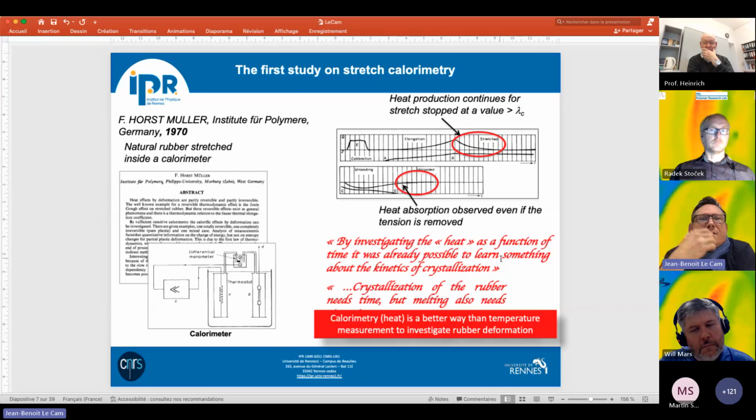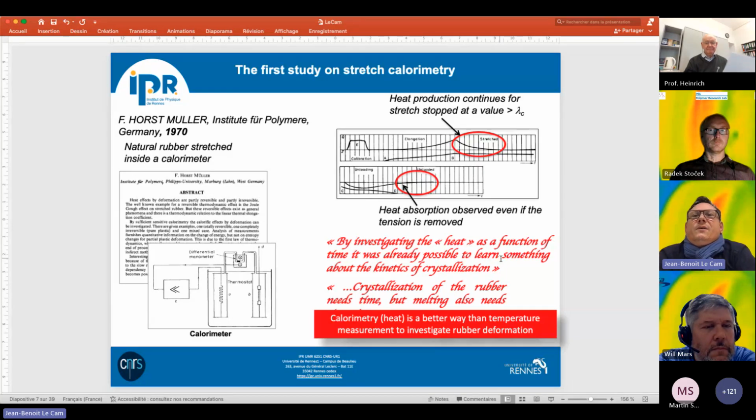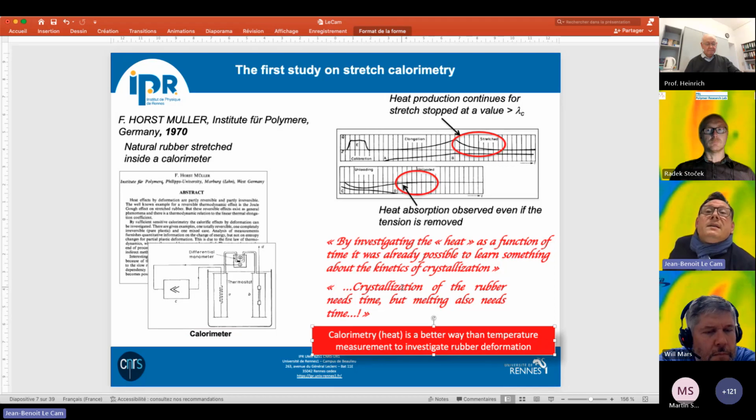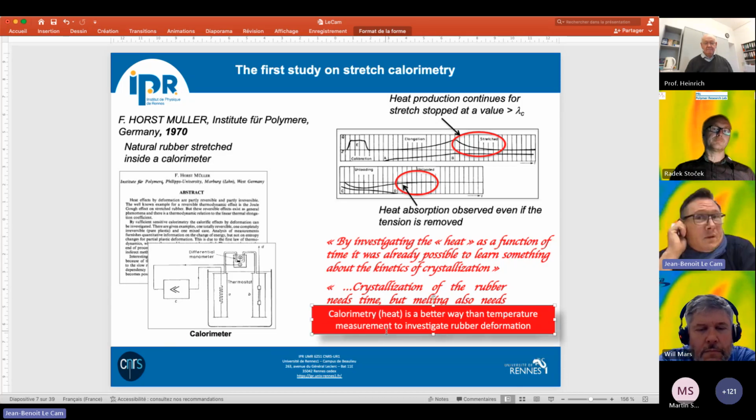He said that by investigating the heat as a function of time, it was already possible to learn something about the kinetics of crystallization. So these were the first ideas that calorimetry considerably improves the understanding and investigation of the mechanisms of deformation. The crystallization of rubber needs time, but melting also needs time, so it was very interesting to obtain such results in this period. Calorimetry was for him, of course, a better way than temperature to investigate rubber deformation.